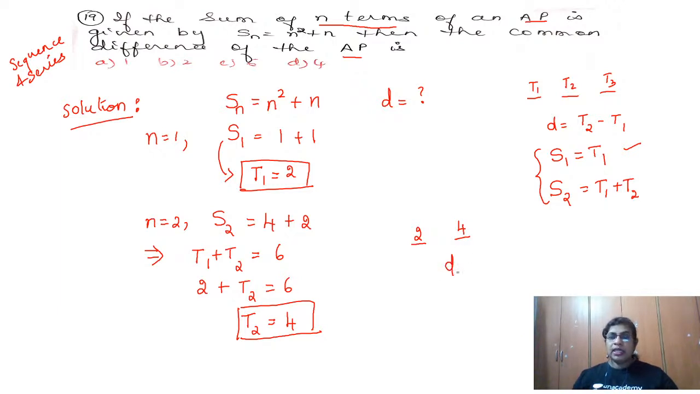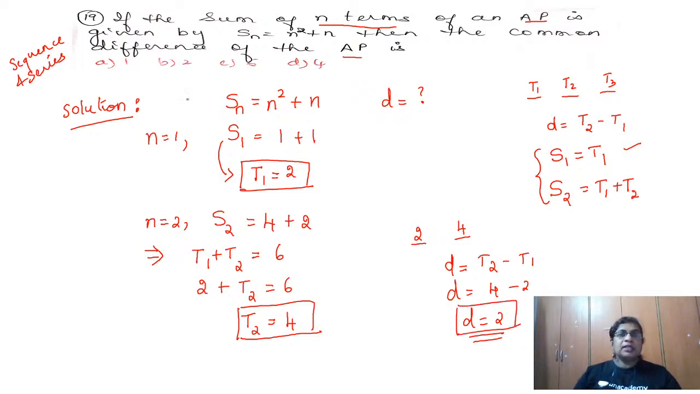So what is D? D is equal to T2 minus T1, and so that is equal to 4 minus 2, which is equal to 2. So I got this common difference answer, which is equal to 2. And which option does that satisfy? It satisfies the B option. Okay, yes, so hope you have understood this. Yes, hope the idea is clear.